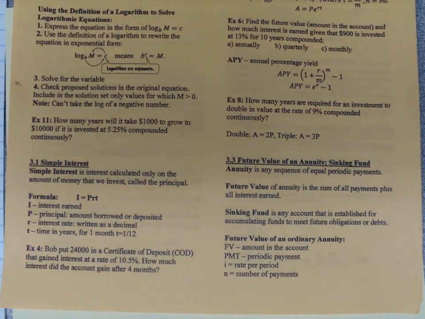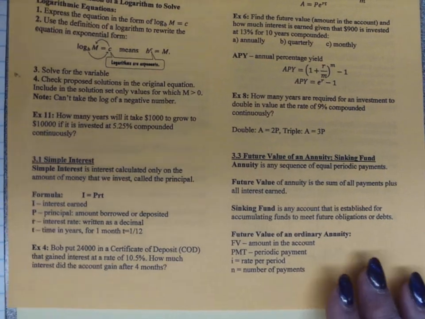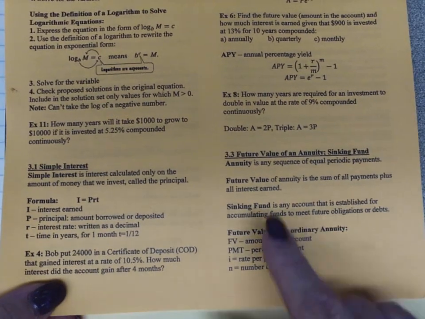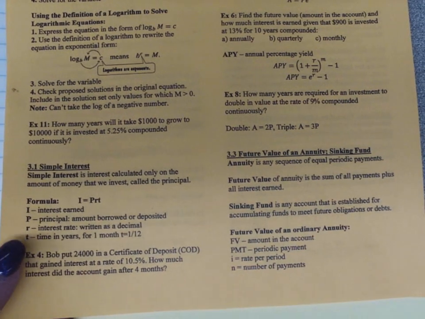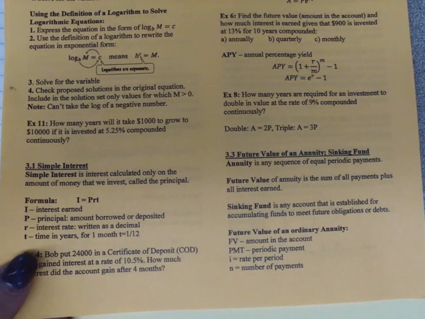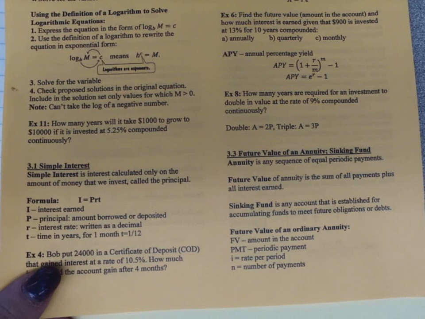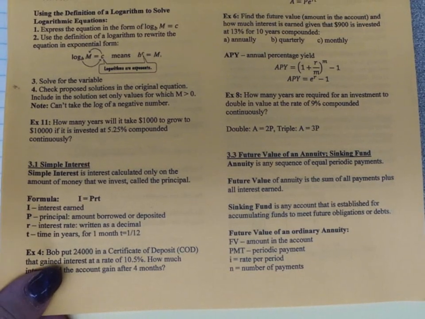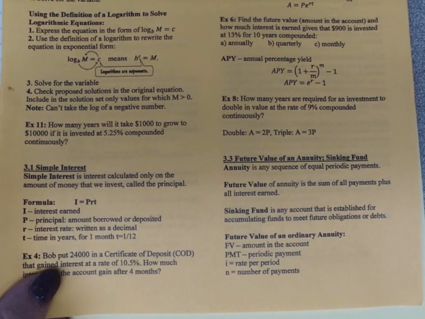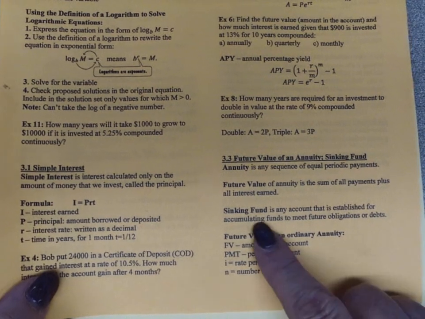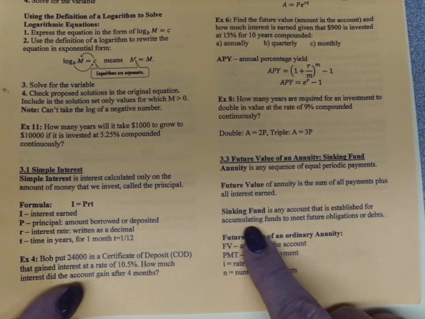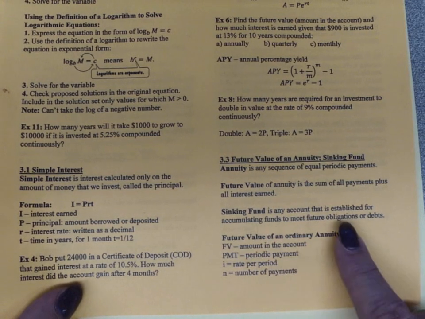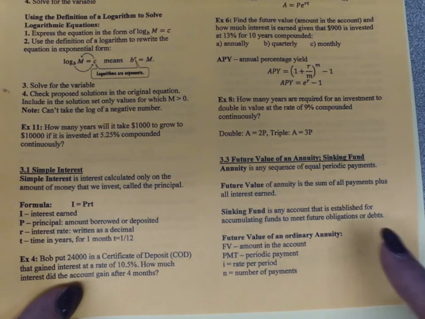All right, so here we're going to talk about the future value of an annuity, also known as a sinking fund. We're also going to look at that. So an annuity is any sequence of equal periodic payments. The future value of an annuity is the sum of all the payments plus all the interest earned. So how much will it be worth in the future? A sinking fund is any account that is established for accumulating funds to meet future obligations or debts.